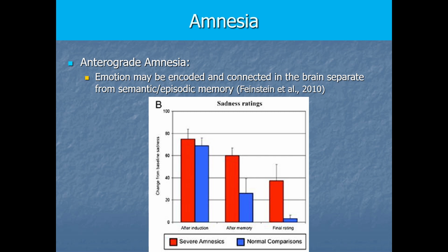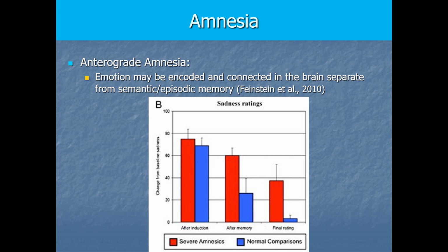But when we measure their emotion a while later, after a delay, after the memory test, or even after a 30-minute final wait, their explicit memory of the clip might be totally missing, right? They have anterograde amnesia. They don't remember watching the clip. But their emotion rating is actually showing a lingering effect that's surprisingly quite high, even more of a lasting effect than the control participants.